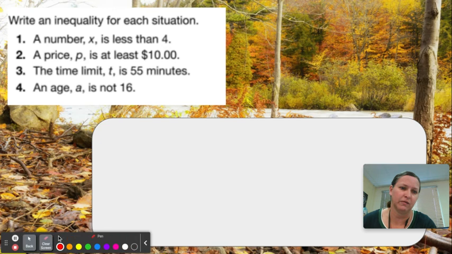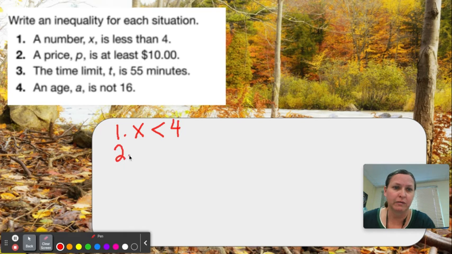So we're going to start by discussing, you have to read the equation and think, does it involve the number or does it not involve the number? So this one right here says a number x is less than 4. When I'm doing this one, I'm going to start with x, and then x is less than 4. So my small side goes to x, and 4 is my big side.